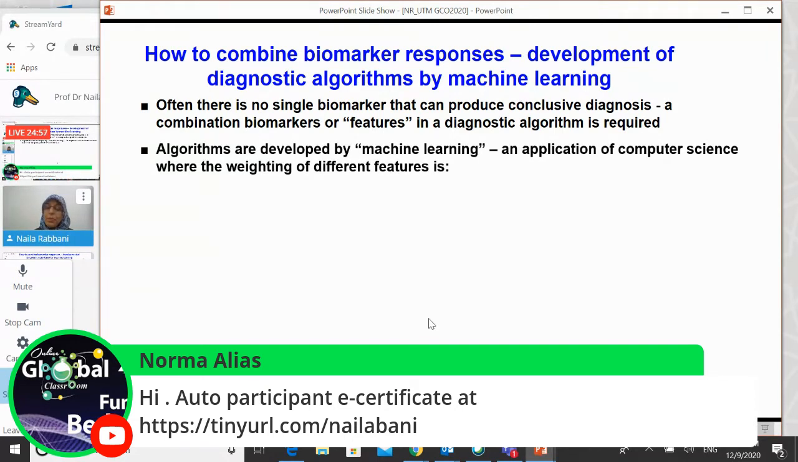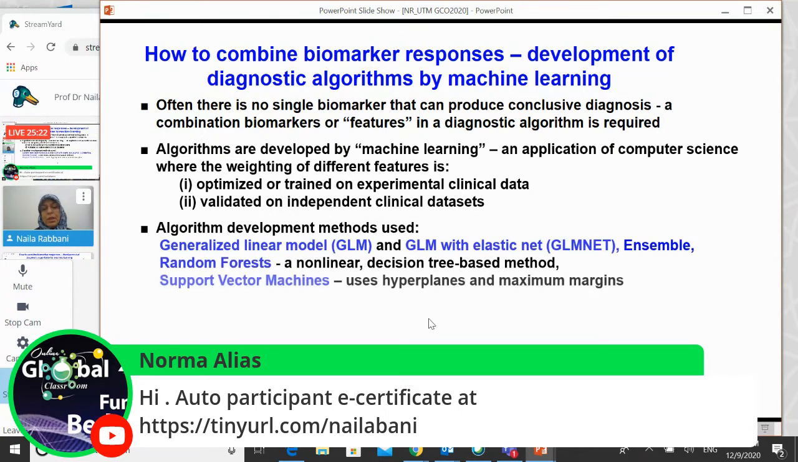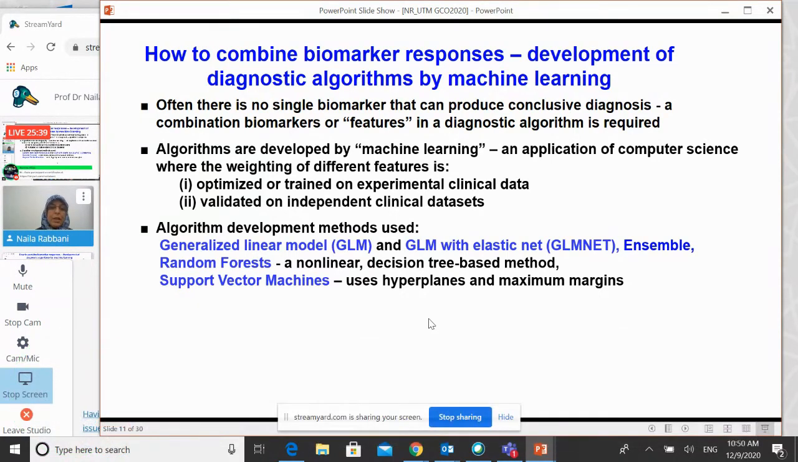Algorithms are developed by machine learning, an application of computer science where the weighting of different features is optimized or trained on experimental clinical data. Once the training is done, the algorithm is validated on independent clinical data sets. There are multiple algorithm development methods, and that is the list I used, but since then many other programs can be used. The generalized linear model is one, GLM with elastic net is another, then ensemble random forest, a non-linear decision tree-based method, and support vector machine, which uses hyperplanes and maximum margin. I understand there is also XGBoost and network analysis.